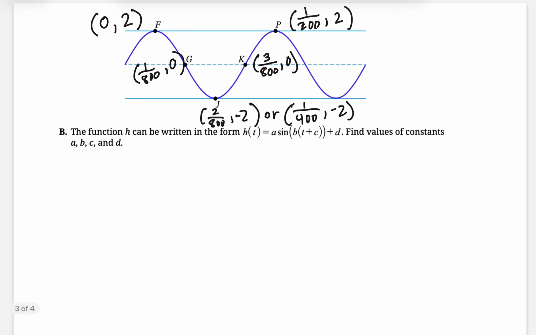Okay, so carrying over our points from the previous slide, part B asks us to find the equation, and notice that it's giving us that it's sine. We're going to come back to that in a minute to think about where sine typically starts. So we want to find the values of A, B, C, D.